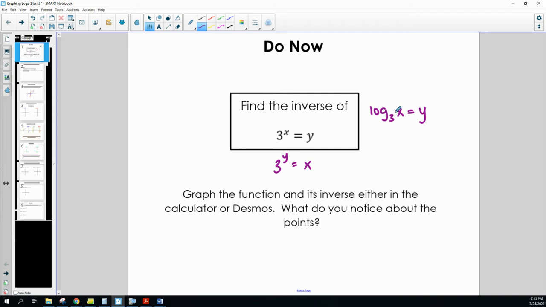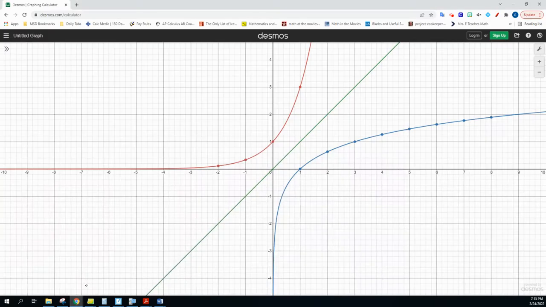So the original function was y equals 3 to the x, and the inverse is y equals log base 3 of x. We should know from doing inverses in the past that if we are looking at a graph of the original function and its inverse, they are reflections over the line y equals x, and any points that we have on one graph, the inverse will have the opposite points, meaning that the x's and the y's will be switched. So let's look at a graph of this.